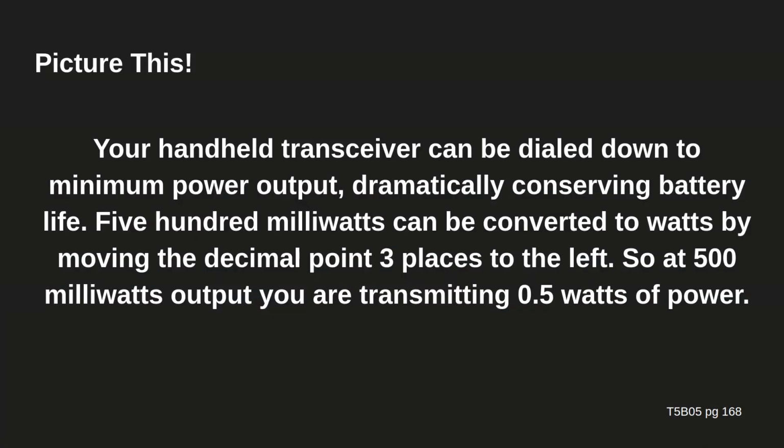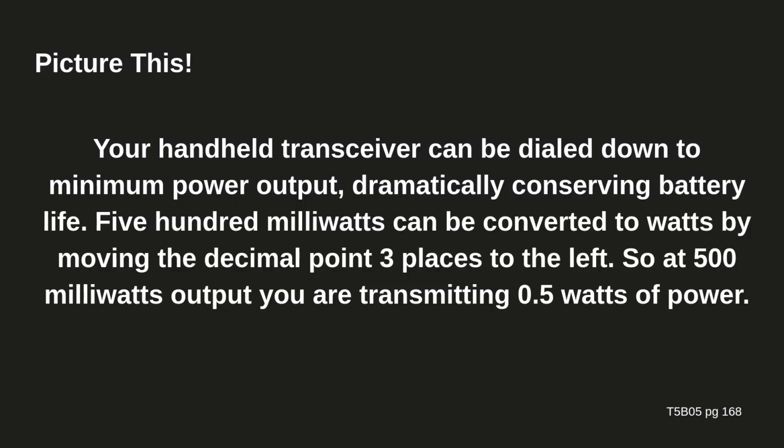Your handheld transceiver can be dialed down to a minimum power output, dramatically conserving battery life. 500 milliwatts can be converted to watts by moving the decimal point 3 places to the left. So at 500 milliwatts output, you're transmitting at 0.5 watts of power. The least amount of wattage that you can run your radio on is better than having it at full power.